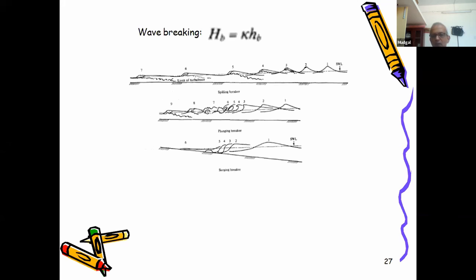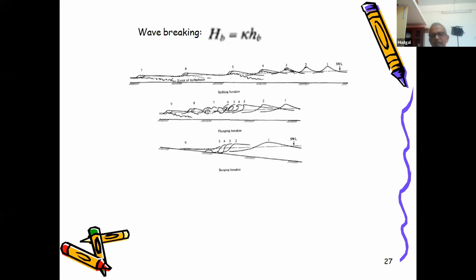Okay. Now, wave breaking would occur depending upon the beach slope. Here the important factor is what is called the Iribarren number, which is also known as the surf similarity parameter, zeta, equal to m divided by root of h by L.